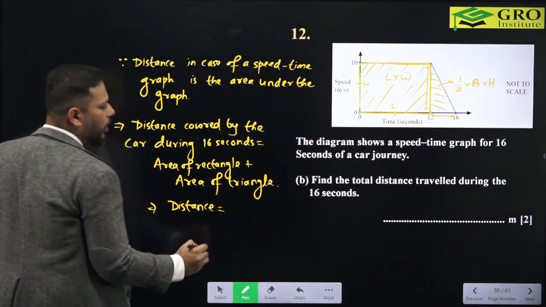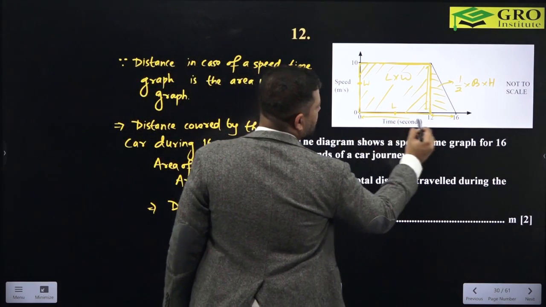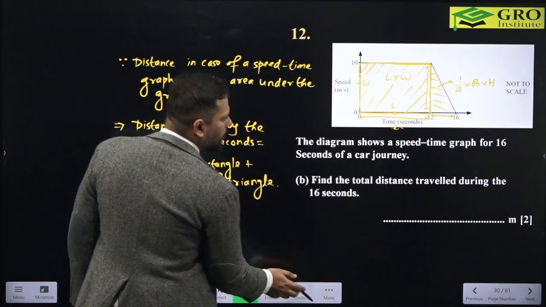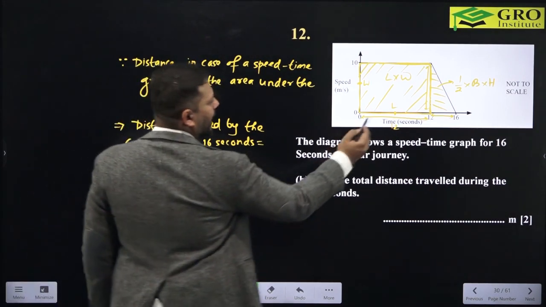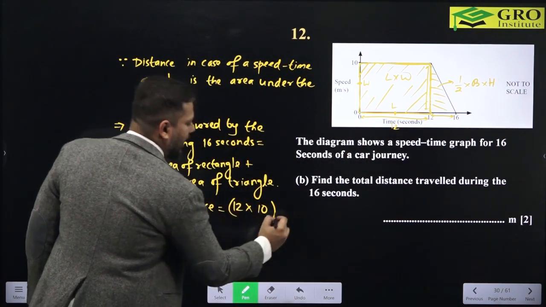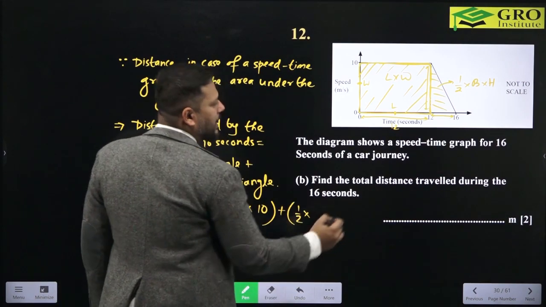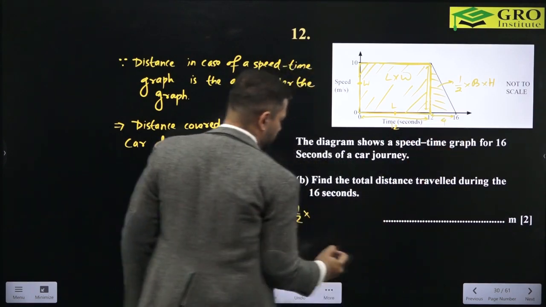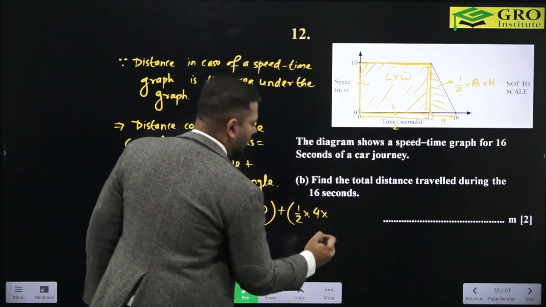What will be the area of the rectangle, guys? It will be length times width, and length is actually 12. I should not write centimeters, simply 12. So the length comes out to be 12, and it will be multiplied with the width, that happens to be 10. This is the area of the rectangle added with the area of the triangle. That will be half multiplied with its base. Base is 16 minus 12, that is 4. So 4 times height, and height happens to be 10 again.